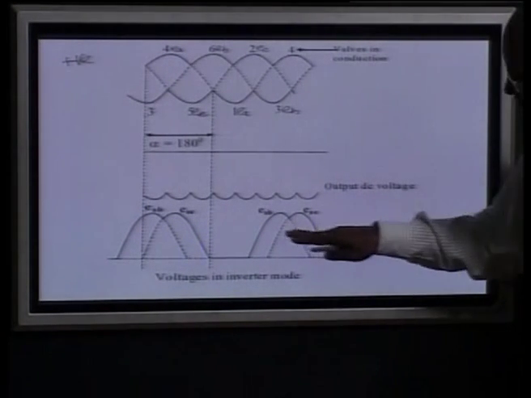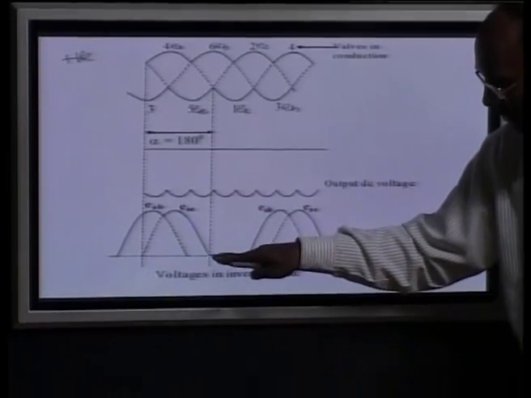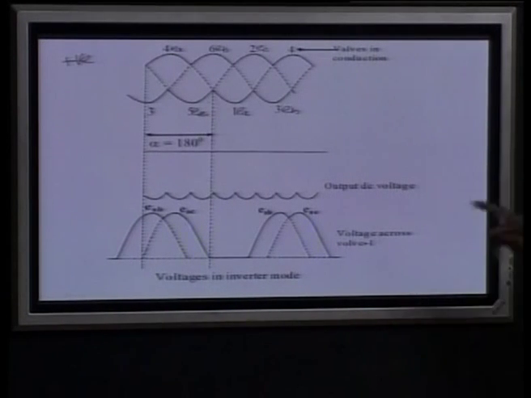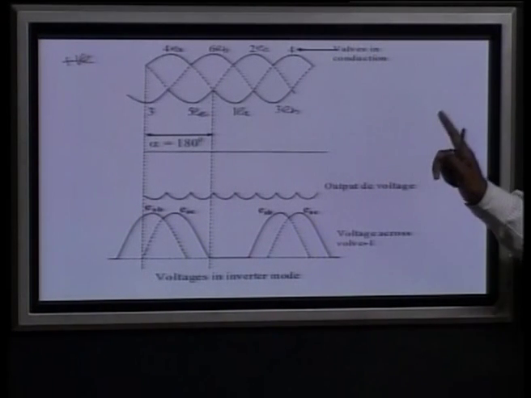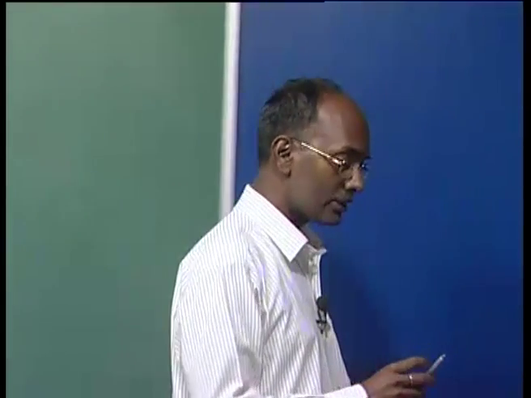And if you see the valve voltage here, when it is conducting it will be 0, and most of the time it is positive. Here alpha is assumed to be 180 degree, mind it. If alpha is less than 180 degree, we will have a different shape, and that we can see in the next figure.